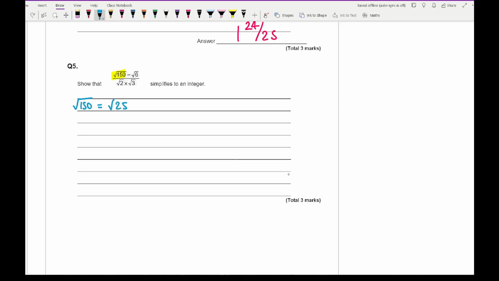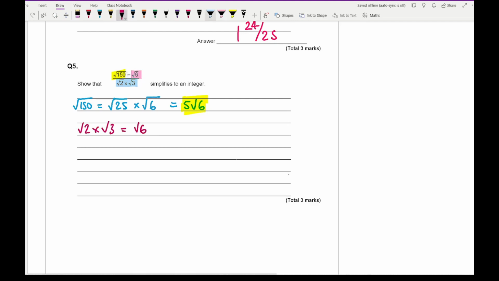I'm not sure if that's the biggest. So we've got 25 multiplied by root 6, and simplifying that gives me 5 root 6. So then this, if I just highlight that, I can't simplify root 6 because there's no square number that goes into it. And root 2 times root 3 is root 6.